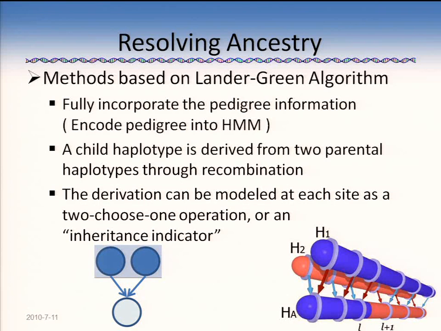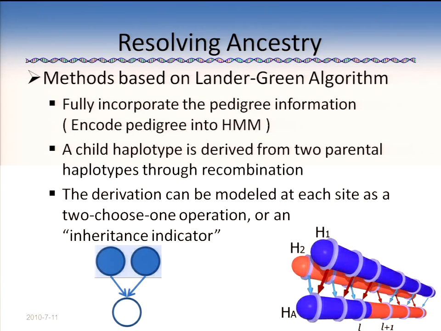So I will start from the existing algorithm. One of the most widely used pedigree analysis algorithms is to incorporate the pedigree into the Markov model states. The idea is to model recombination. I give a simple example to show how a haplotype is derived from two parental haplotypes.